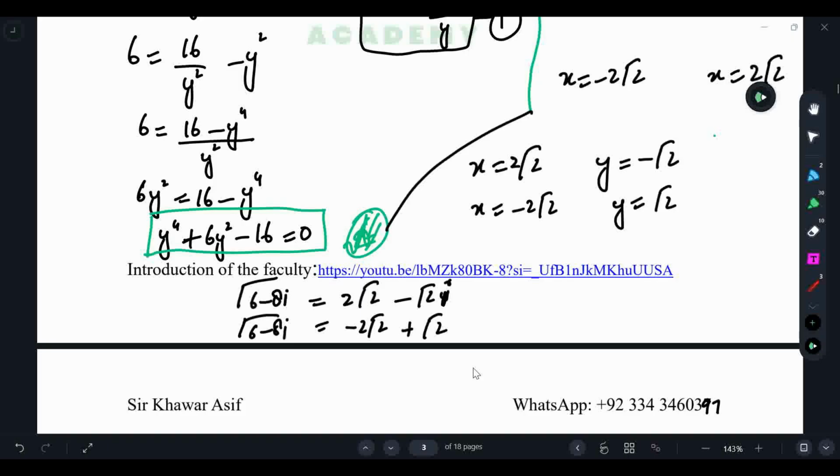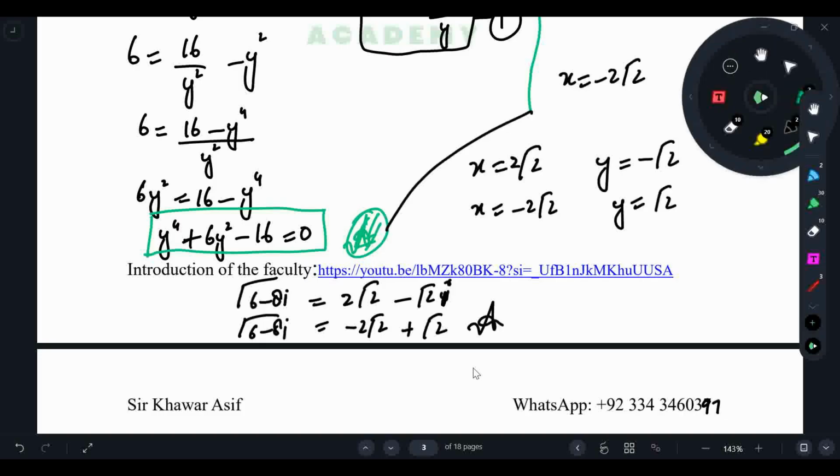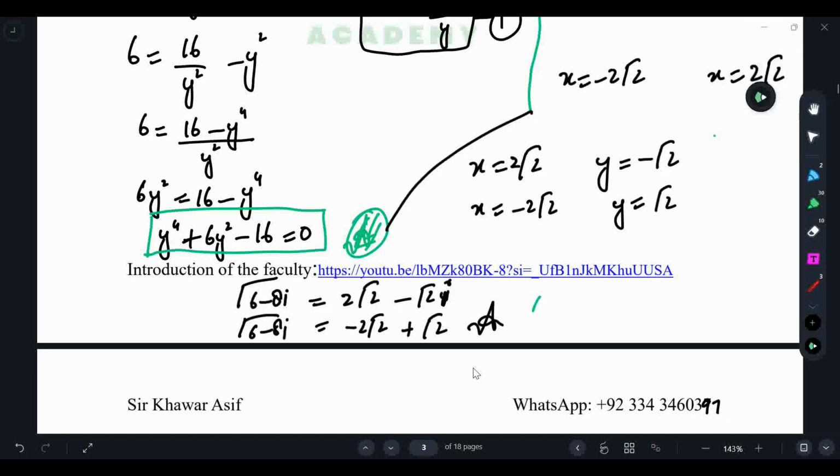So we can write it in the combined form also. This will be the final answer, but we can write it in this way also, that 6 minus 8i is equal to plus minus 2 square root of 2, and then, sorry, plus minus square root of 2i. So this will be the final answer. You can write it in both ways.